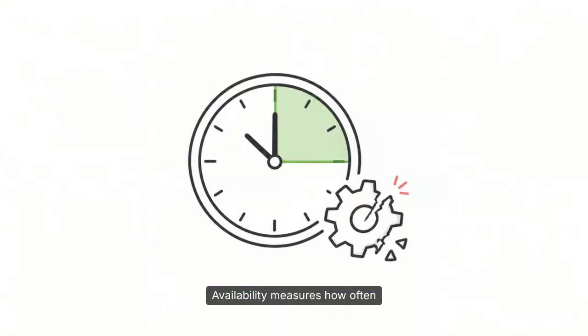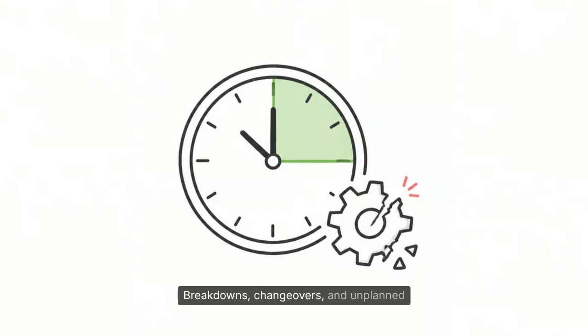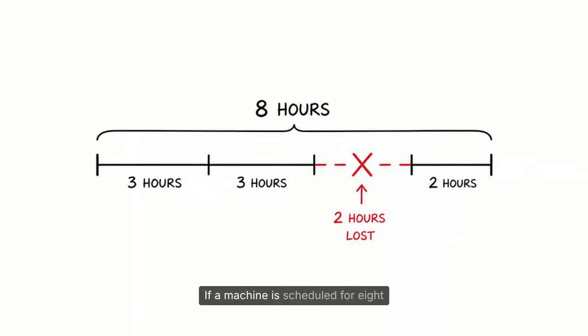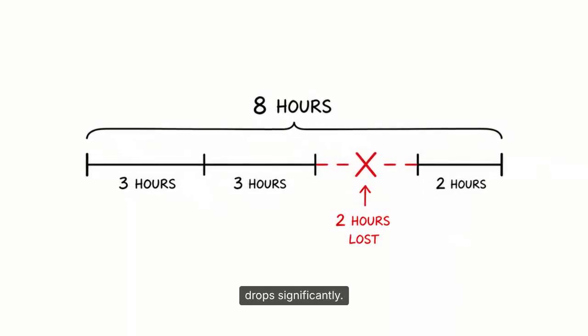Availability measures how often the machine is actually running when it is supposed to be running. Breakdowns, changeovers, and unplanned downtime all reduce availability. If a machine is scheduled for 8 hours but only runs for 6, availability drops significantly.